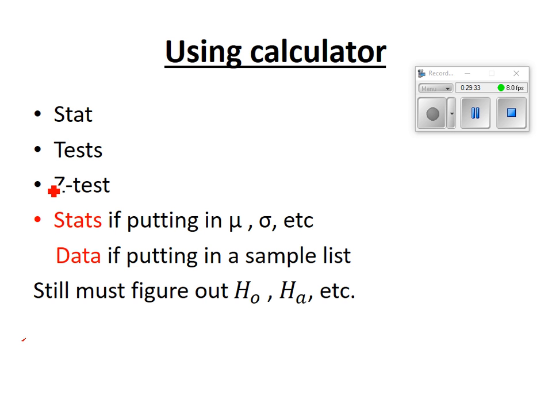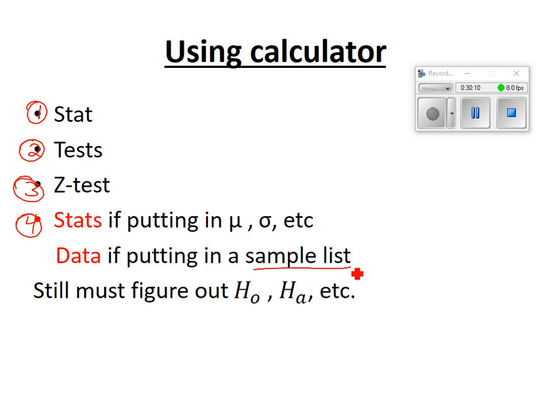I'm gonna write some extra stuff down here that I should have put in here that I didn't. Usually I give you a better list than this. This list isn't very good. It's the first thing you do, second thing you do, third thing you do. Fourth thing you do is decide whether you're putting in stats or data. Remember stats, if you're putting in mu, sigma, all that stuff; data is if you're taking it from a list. So if you made out the list and stuck it into the calculator, then you can say just use list 1 or list 2, list 3, whatever.